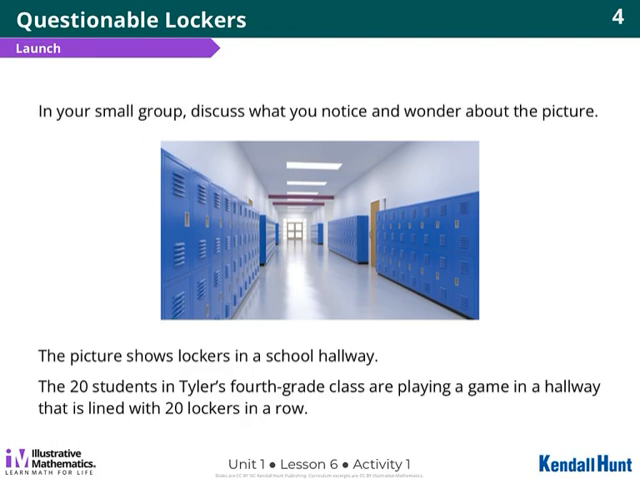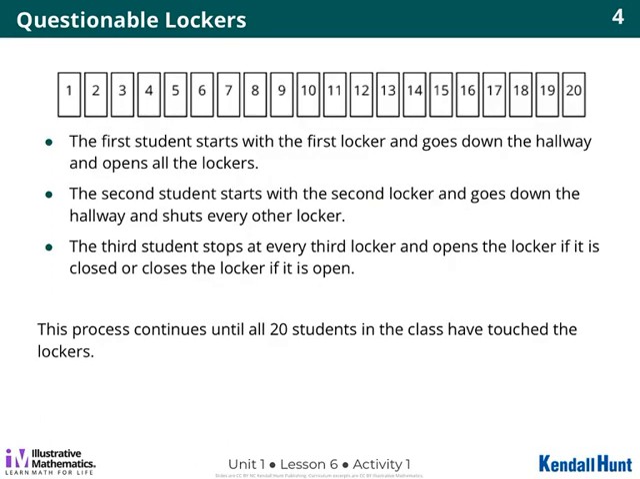The 20 students in Tyler's 4th grade class, 20 kids. Well, that's a small class, isn't it? Okay, anyway, sorry. Are playing a game in a hallway that is lined with 20 lockers in a row. So each student has their own locker. So I'm guessing Tyler's class, they're playing a game with their own lockers. Let's see what that game is.